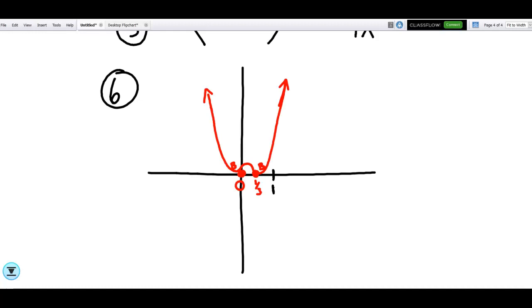And there you go. It should look something like that. It has a root at 0 and 1/3, and for both roots it bounces off of the x-axis. The left and right side should go upwards, and we don't have any extra points. The y-intercept is the same thing as the root right there at the origin. All right, so let's do a student practice now.